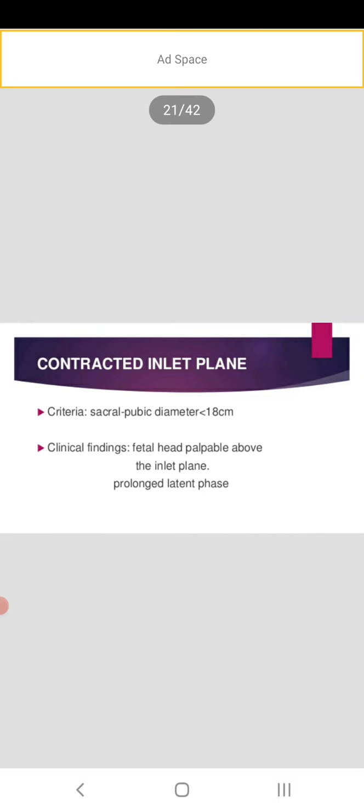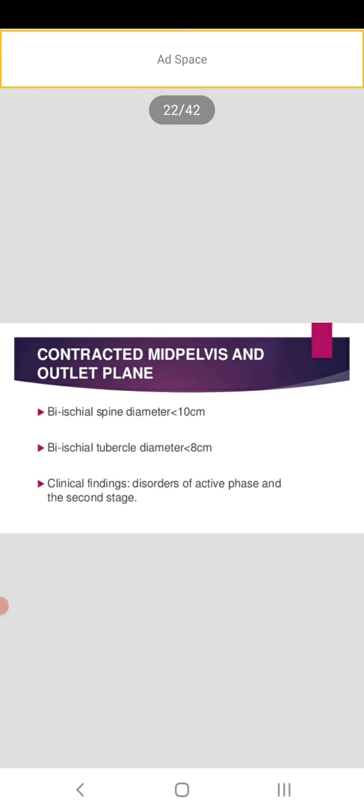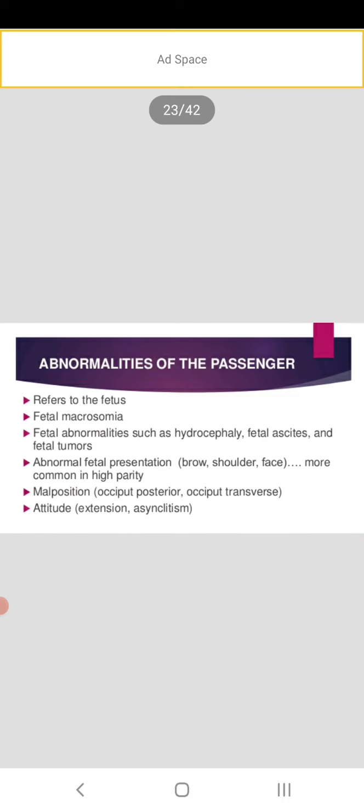Contracted inlet plane. Criteria: sacropubic diameter less than 18 cm. Clinical findings: fetal head palpable above the inlet plane, prolonged latent phase. Then contracted mid pelvis and outlet pelvic plane, that is the ischial spine diameter less than 10 cm, ischial tubercle diameter less than 8 cm. Clinical findings: disorders of active phase and second stage.